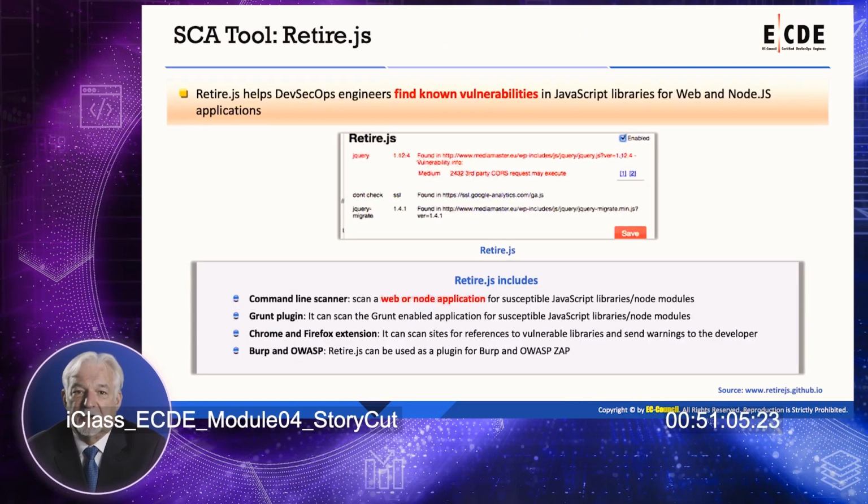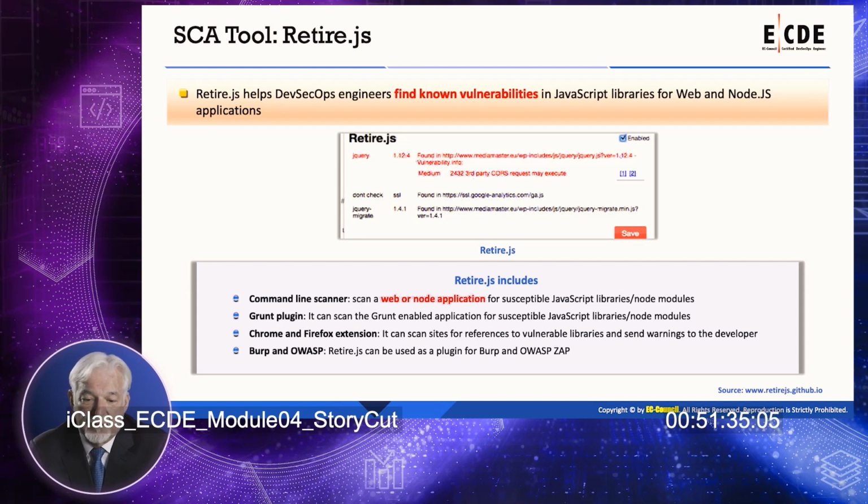Another SCA tool that you can use is Retire.js. Retire.js helps DevSecOps engineers find known vulnerabilities in JavaScript libraries for web and Node.js applications. And here you can see the basic output from Retire and what it found in a run. Retire.js includes a command line scanner to scan a web or Node application for susceptible JavaScript libraries and Node modules.